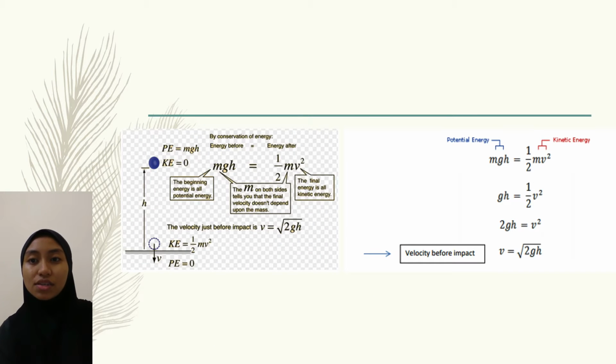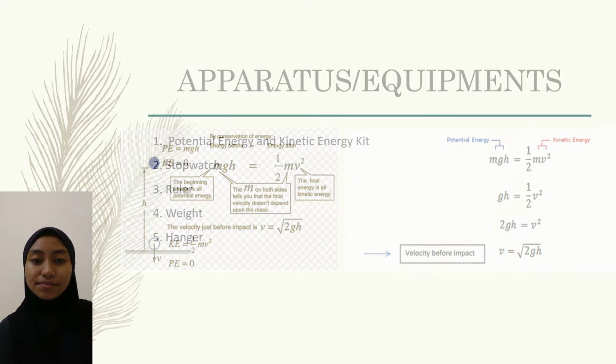Potential energy is energy possessed by a body for doing work by virtue of its position. Potential energy equals mass times gravity times height. Kinetic energy is energy possessed by a body for doing work. Kinetic energy equals 1/2 times mass times velocity squared.